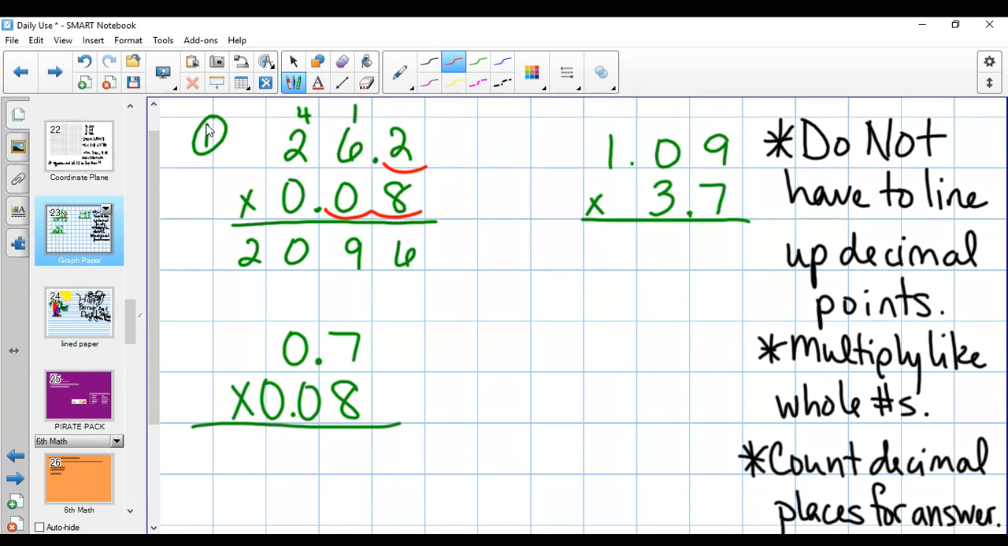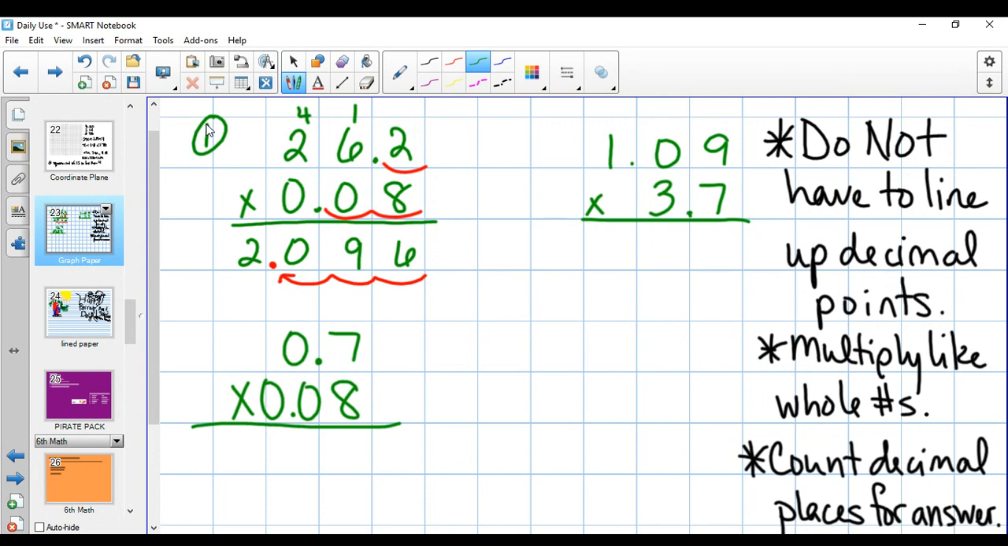Now I look at the problem and I see that there is one decimal place here and 2 decimal places here. Altogether, that gives me 1, 2, 3 decimal places. So in my answer, I start from the right and I count 1, 2, 3, and my decimal goes right there in my answer.